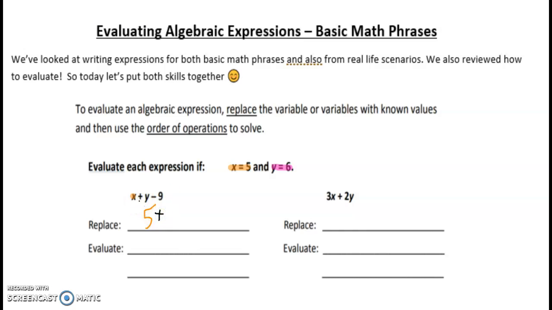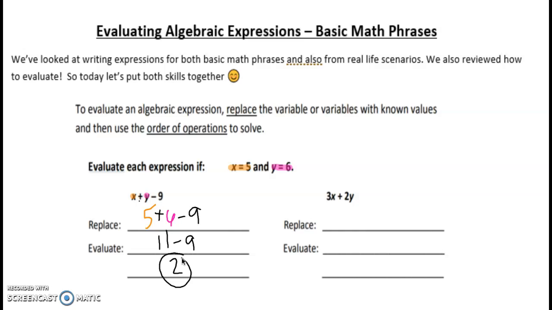Instead of writing y, we know y is 6, so we take out just that y and put in our 6. Then we have a minus 9, which is just part of my expression that I continue. Using the order of operations, we solve left to right. 5 plus 6 is 11, 11 minus 9 simplifies down into one answer of 2.